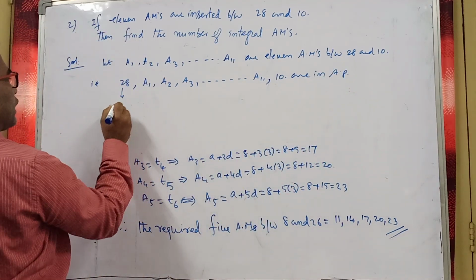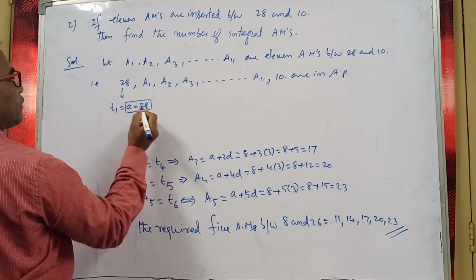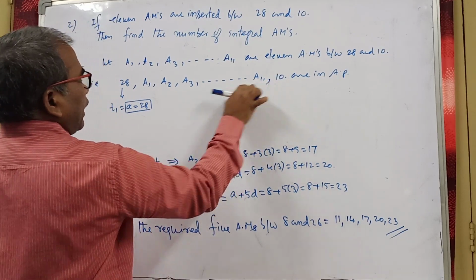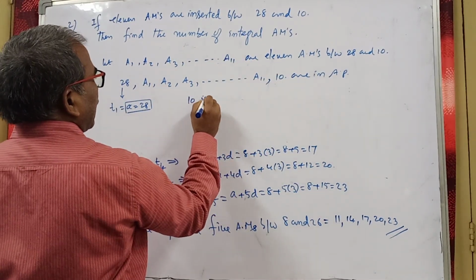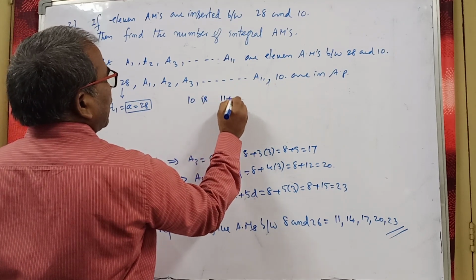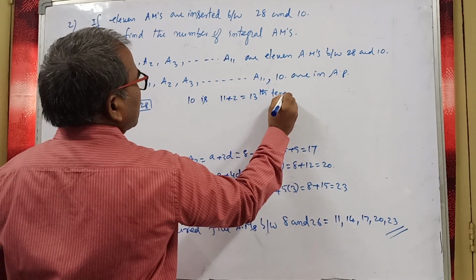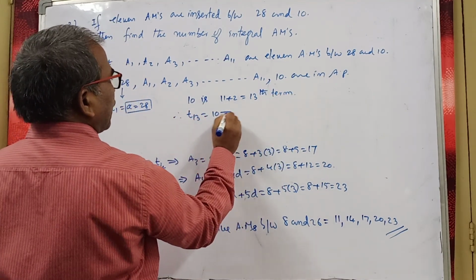So this is the first term, T1. So A is equal to 28. Then which term is 10? It is the last term. Already 11 plus 1 plus 1, so 10 is the 11 plus 2th term. That means the 13th term of this series. Therefore, T13 is equal to 10.